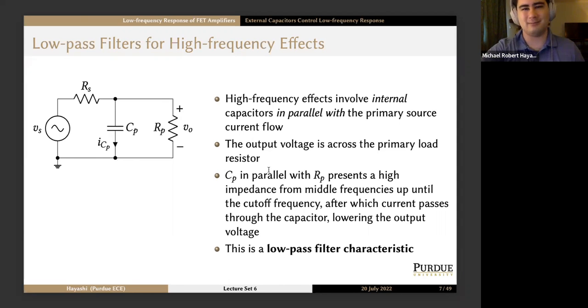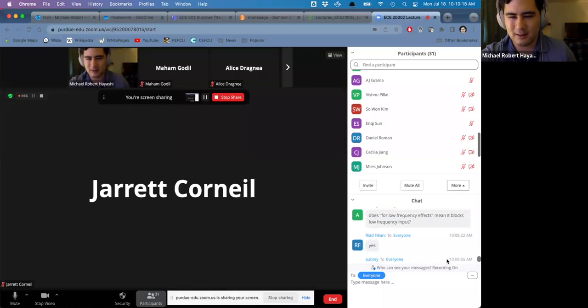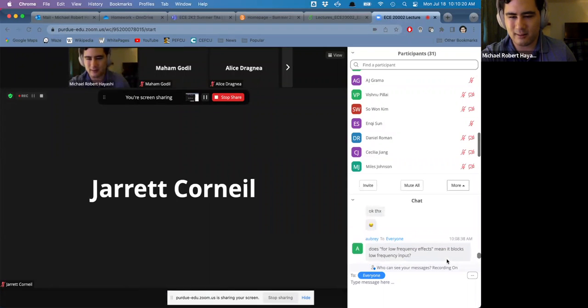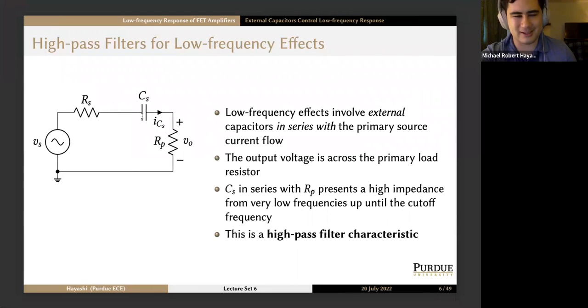What questions do we have? Low frequency effects, it blocks low frequency input. Yes, on slide 6. At sufficiently low frequencies, this is a large reactance. So you get most of the voltage drop across the capacitor instead of across the resistor, which means less current flowing overall through the circuit.